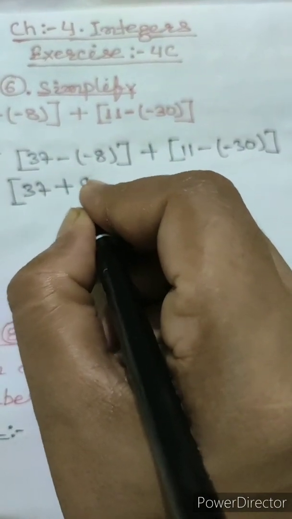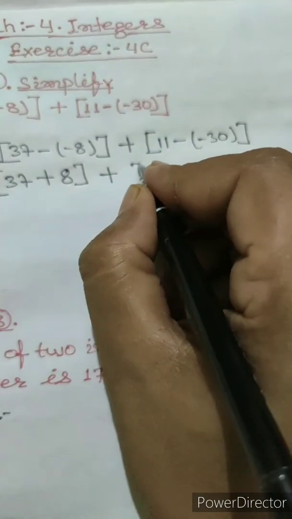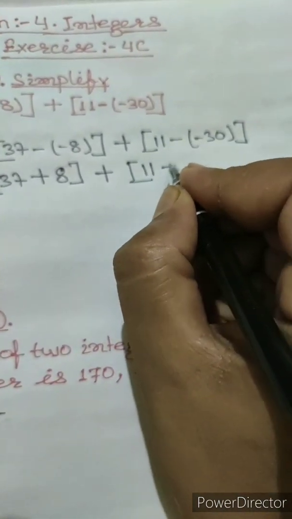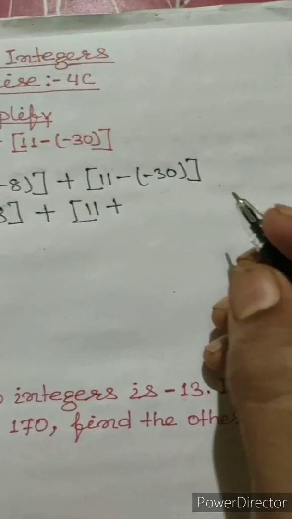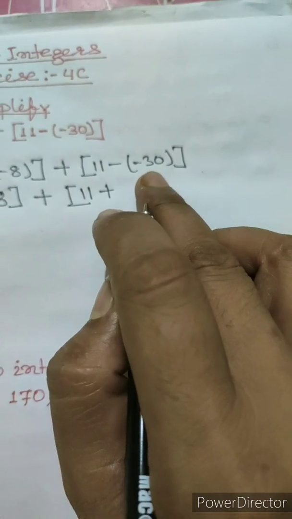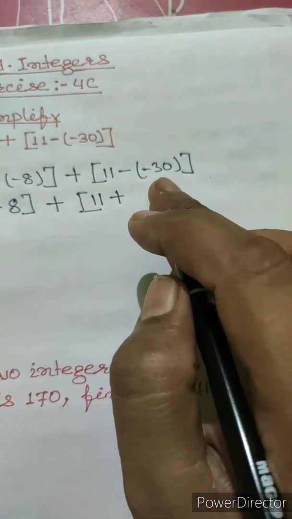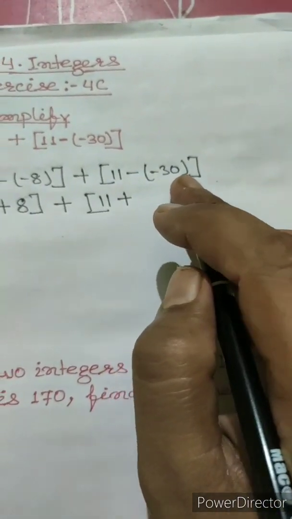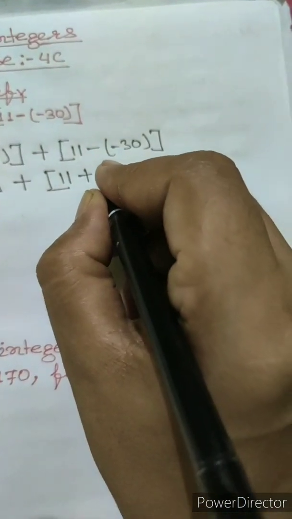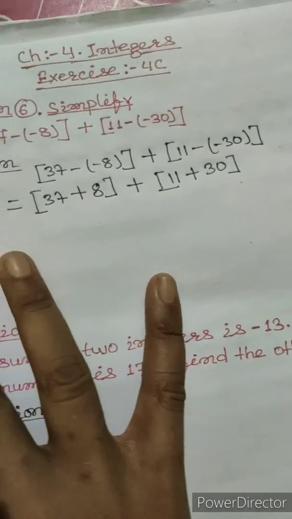So it means 37 plus 8, and plus, this also we will solve: 11, minus sign converted into plus sign, and minus 30 you will convert to its additive inverse. What will be the additive inverse of minus 30? The additive inverse of minus 30 will be plus 30. Therefore now you will solve easily.